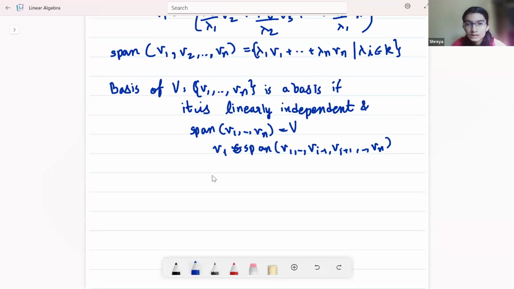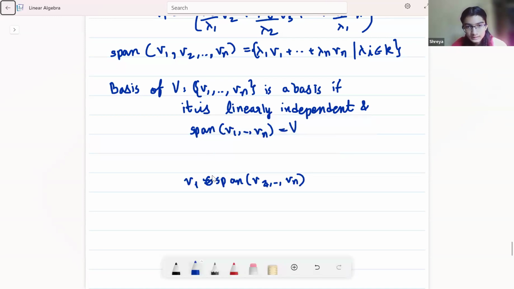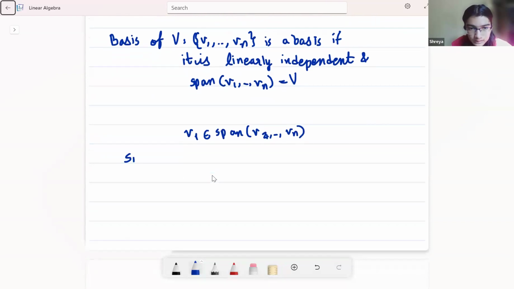Okay, so if we have this thing, v1 belongs to the span of the other things, like if it were linearly dependent. Let me write this. If it were linearly dependent, then v1 is kind of redundant in some sense. So the span of this whole thing, all of the elements, would be equal to the span of v2 and so on till vn.